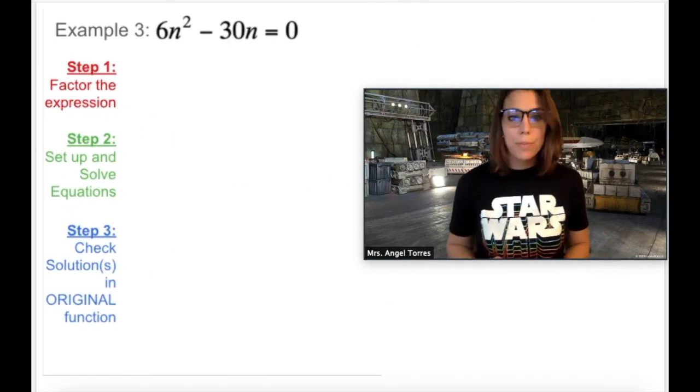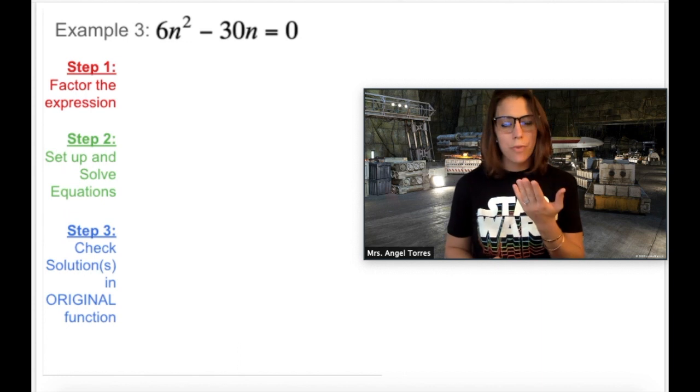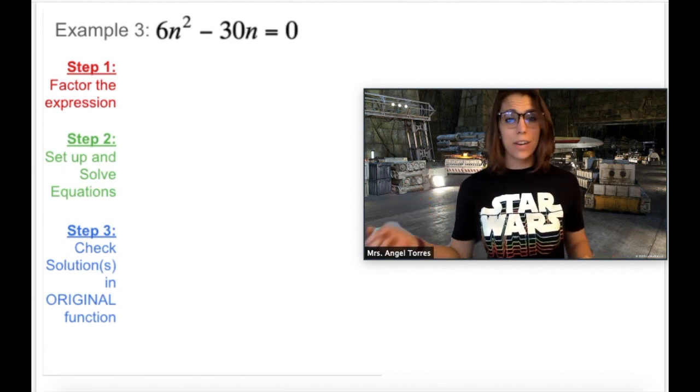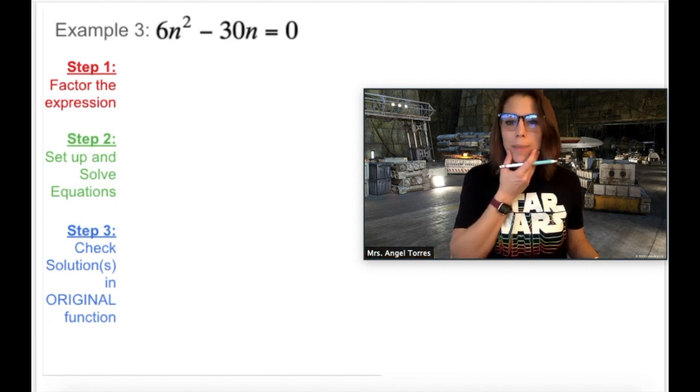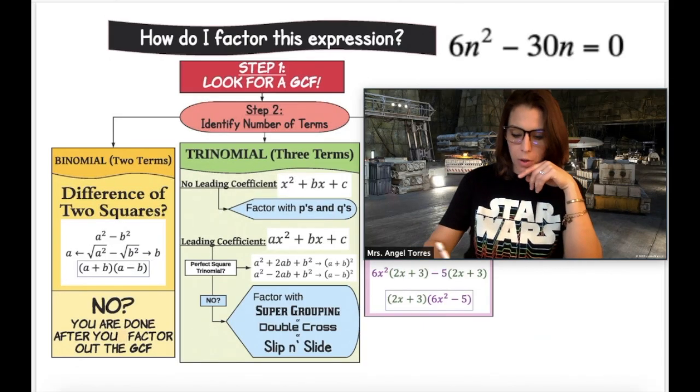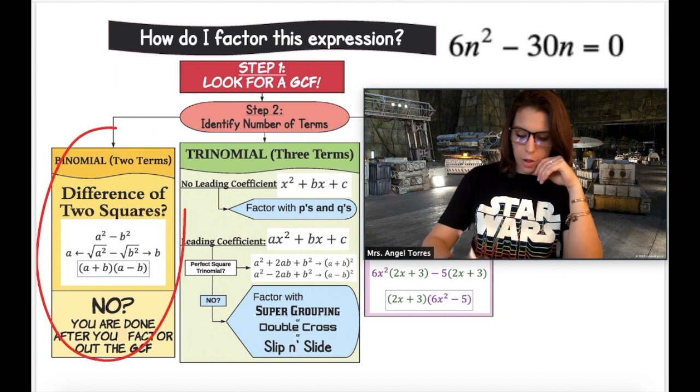On to example 3. Ooh, this one's a tough one. This is actually in standard form. It's just missing that third term, that constant. So that means this is a binomial. Let's see what method we would use to factor. Okay, so we're looking at a binomial, which means that we're looking at the yellow box.